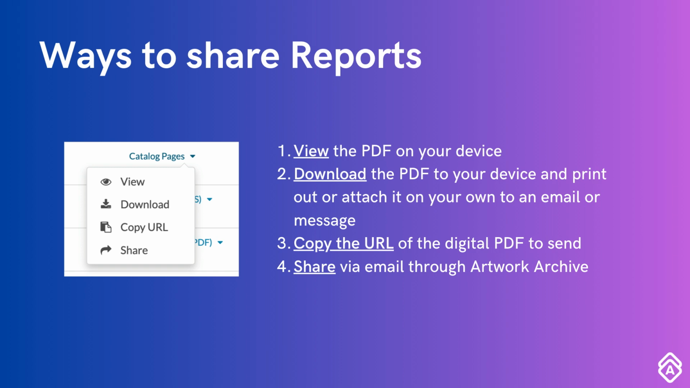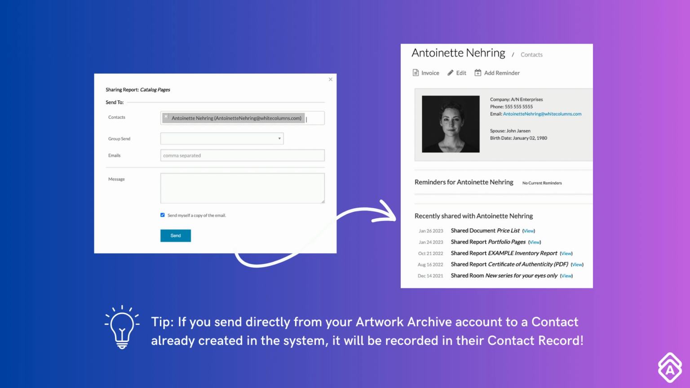A lot of the time what I do is if I'm sending an email and I want to hyperlink, here is more information about a piece, I'll copy the URL of the report and then right click, attach, hyperlink that so that they can view it digitally. And then also you can share via email through Artwork Archive. So I'll show you what that looks like here, because fun tip, if you send directly from your Artwork Archive account, it'll send them like it's sending an email, and you can also send yourself a copy of that email.